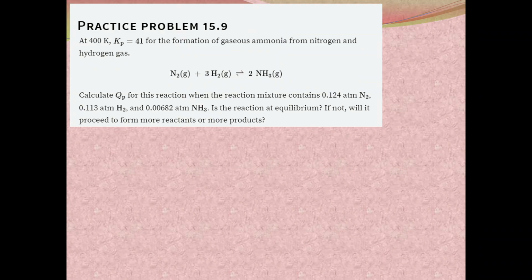ammonia. Now, looking at that, you might say, well, obviously it's going to go forward because I don't have a lot of ammonia. But I really don't know that for a fact because I've got N2 and H2 in the denominator, and H2 is cubed. So I can't just look at it and say, well, I don't have a lot of NH3, so it's got to go forward. I've got to actually check. So my Q is the pressure of ammonia squared divided by the pressure of nitrogen times the pressure of hydrogen cubed.